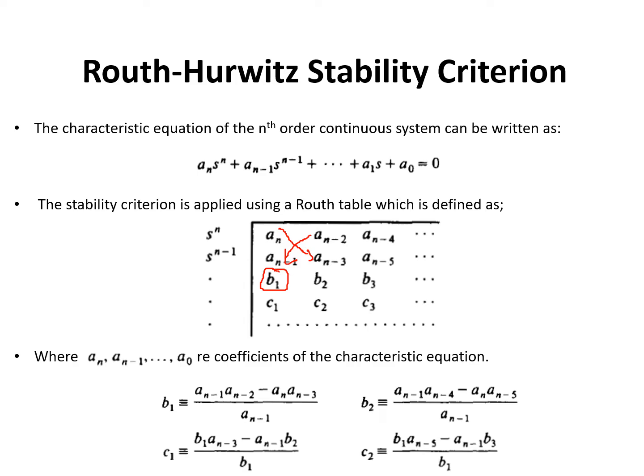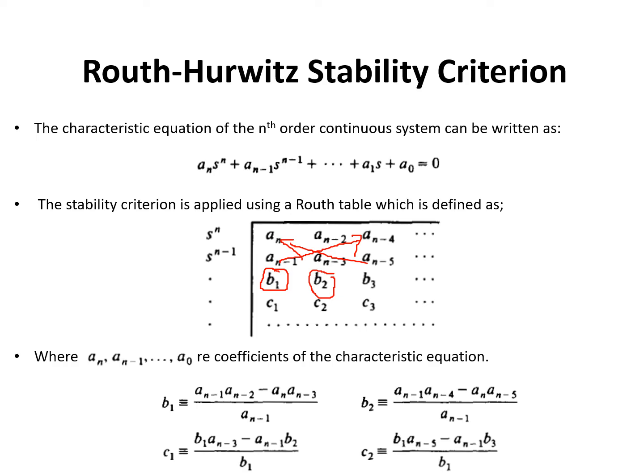Now the same procedure is repeated for b2 also. So what we are going to do next is we will take a n minus 1, we will multiply now with a n minus 4, and a n minus 5 is multiplied with a n. So you are going to get b2 as equal to a n minus 1 into a n minus 4 minus a n into a n minus 5 divided by a n minus 1. So this is giving me the value of the coefficient of the next row, that is b2.